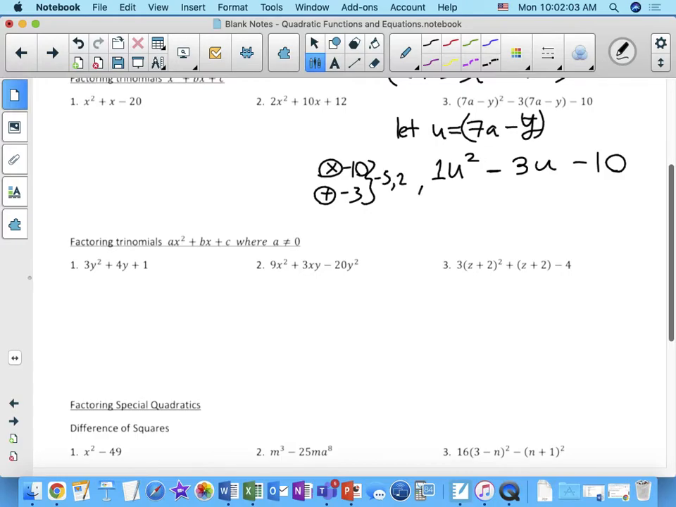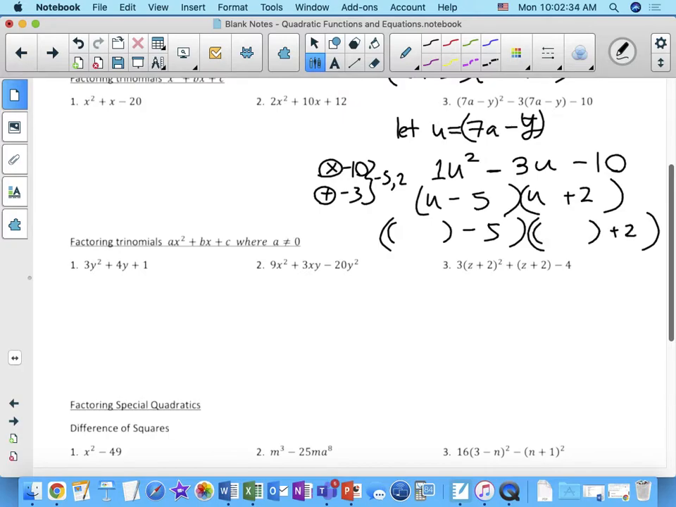Okay? So this is going to factor. Because this a value is 1, I can just make this u minus 5 and u plus 2. Once I factored it using the u, I have to now sub back in this 7a minus y for u. So what I'm going to do now, I'm going to make big brackets. And every time I have a u, I'm going to put in a 7a minus y.